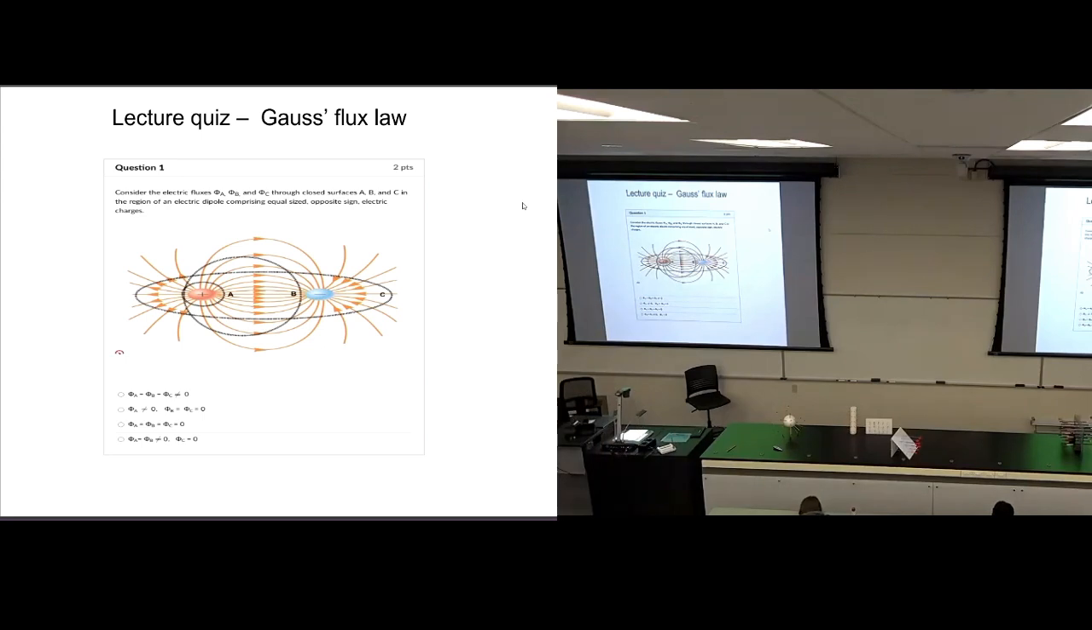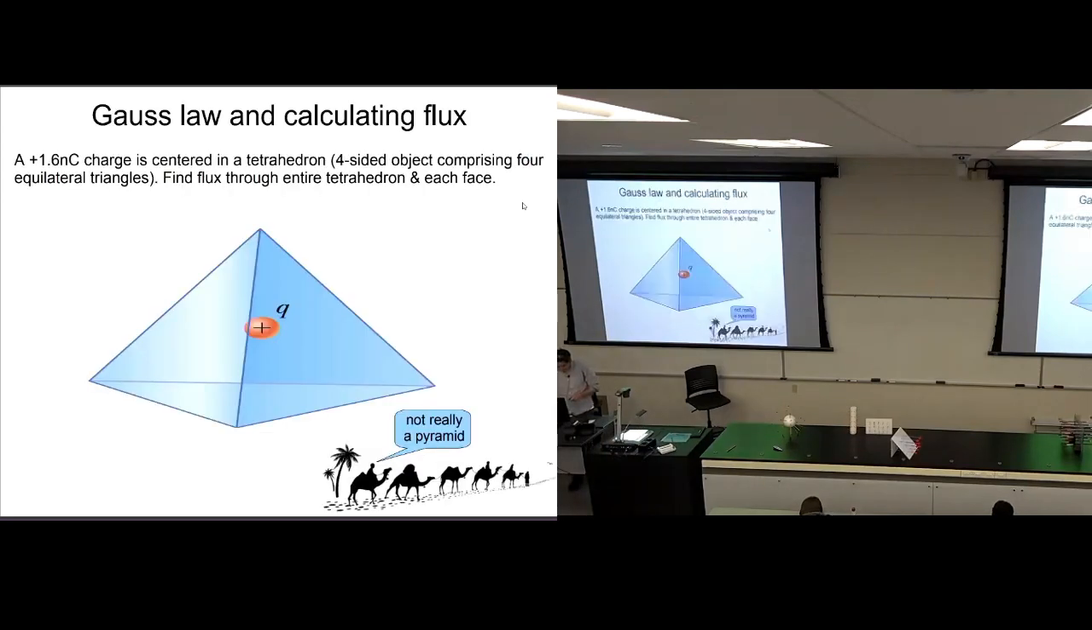Let's move on. I have 2 more examples I really want to get to. This one I'm going to do really quick. So this just asks us to use Gauss's law numerically this time to calculate the flux through a closed surface.